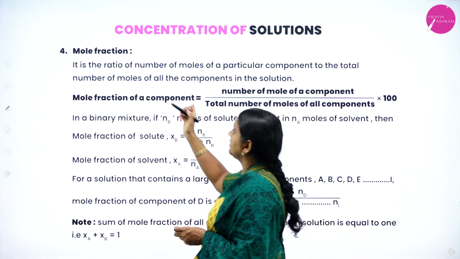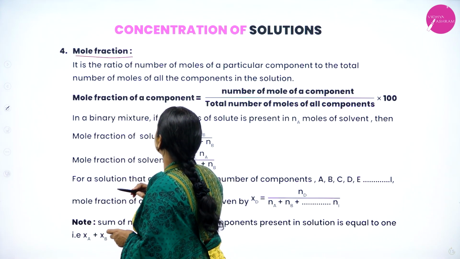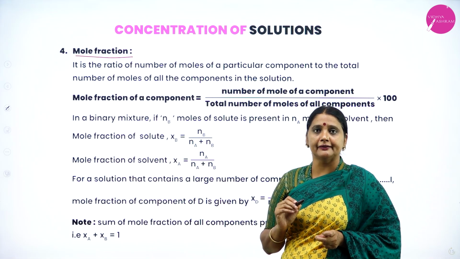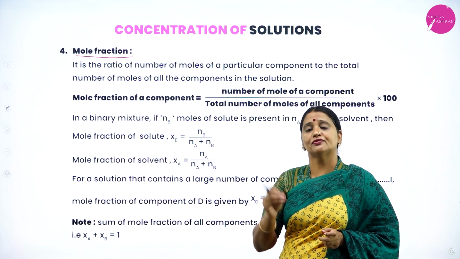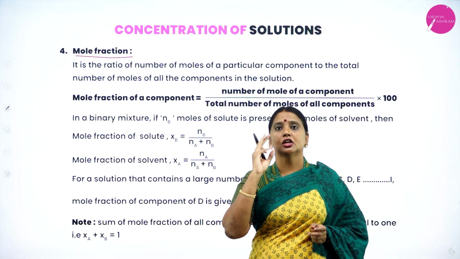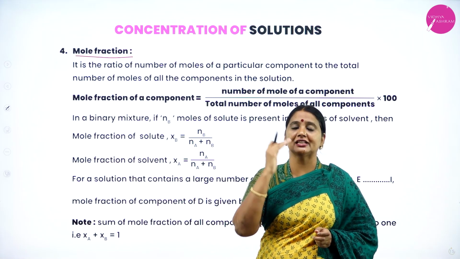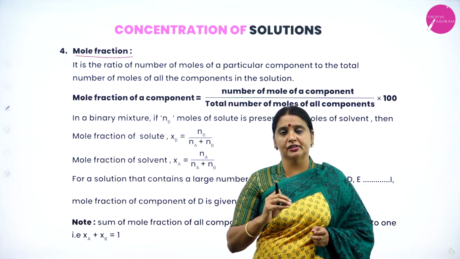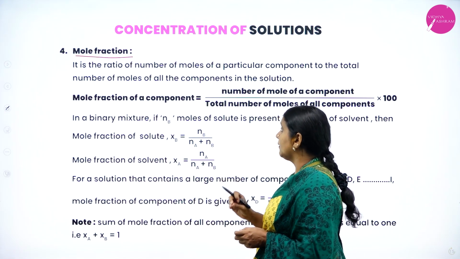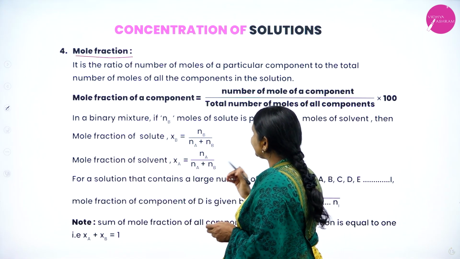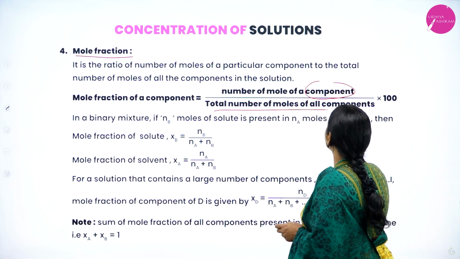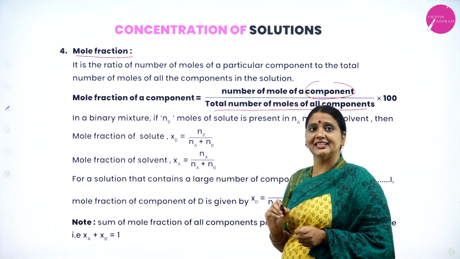Next one, mole fraction. Now, mole fraction of the solution cannot be determined. We can calculate the mole fraction of each component of the solution. What are the two components of a solution? One is solute, another one is solvent. Therefore, we can find the mole fraction of solute as well as the mole fraction of solvent. So, mole fraction of a component is equal to number of moles of that component divided by total number of moles of all the components present in the solution.